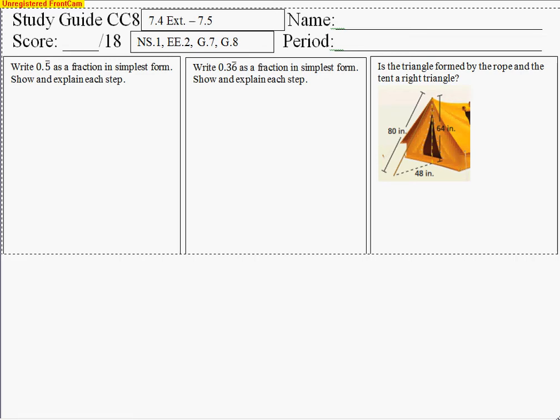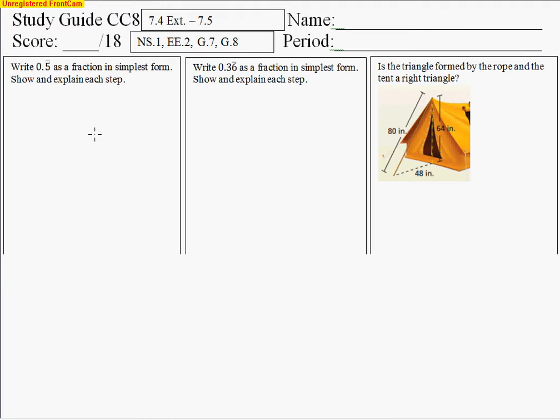These are the solutions for the study guide for Chapter 7, Section 4 extension in Chapter 7, Section 5. So let's take a look at our first problem that we're going to see on the test this week. What we'll end up having to do is convert this repeating decimal into a simplified fraction. And so we'll have to explain and show each step.